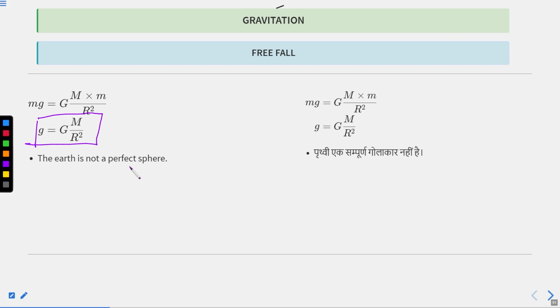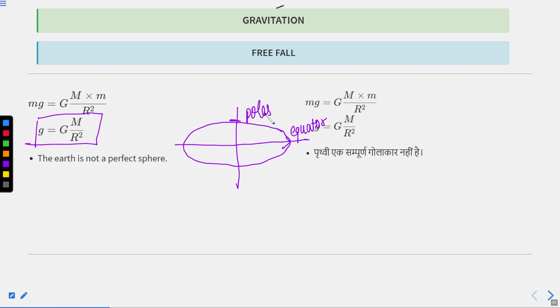And we know that earth is not a perfect sphere. Its shape is something like a flattened sphere, where the radius of the earth is maximum at the equator and minimum at the poles. This is the exact shape of our earth. It is like a flattened sphere, not a perfect sphere, where the radius of the earth is maximum towards the equator and minimum towards the poles.